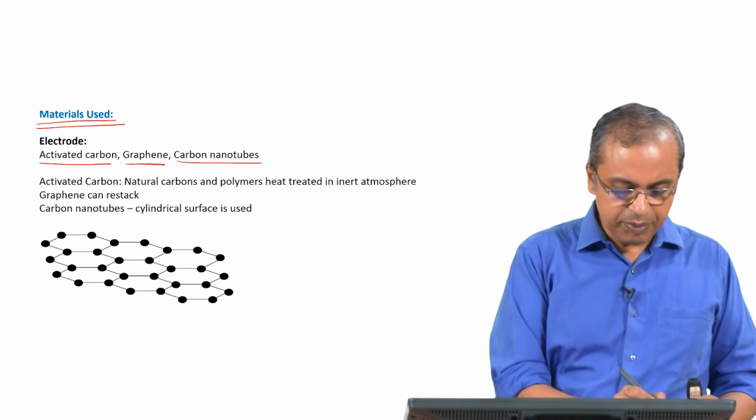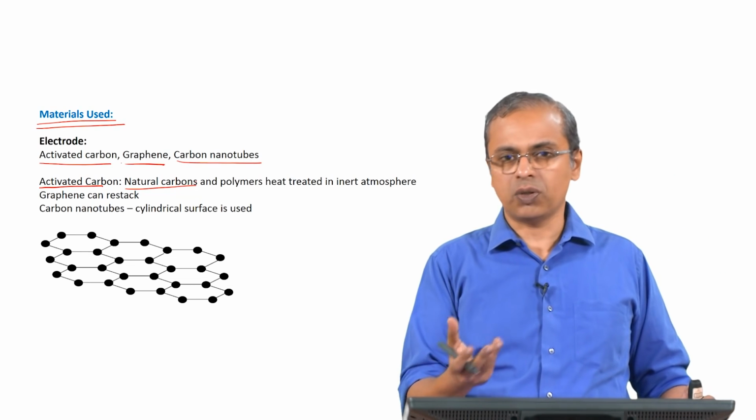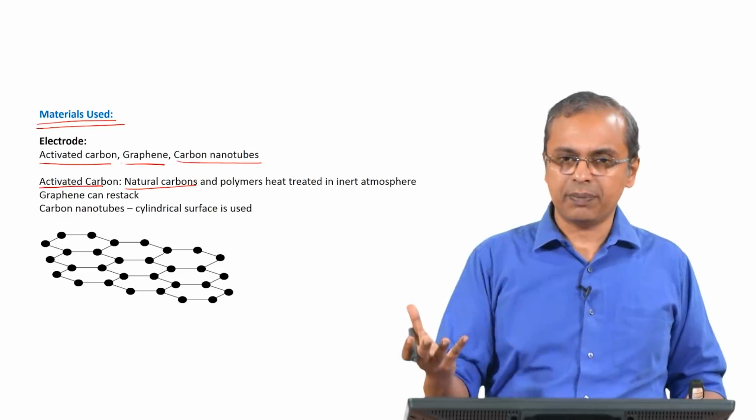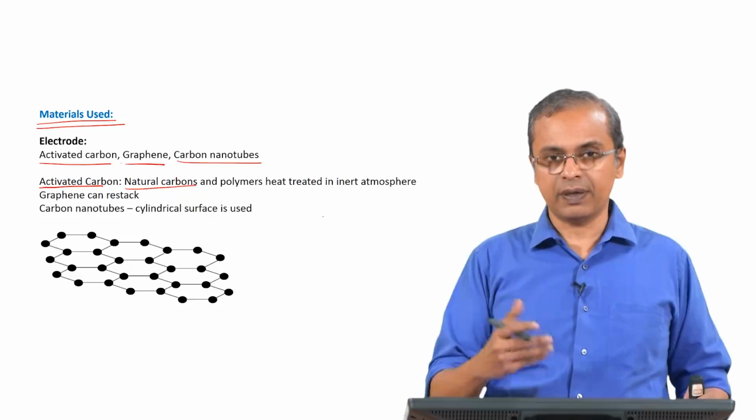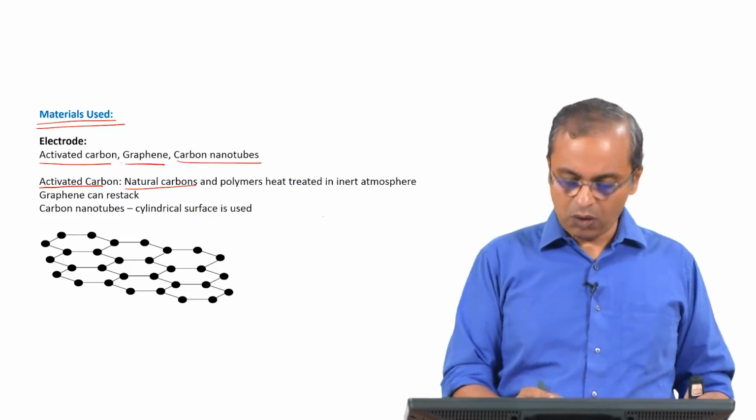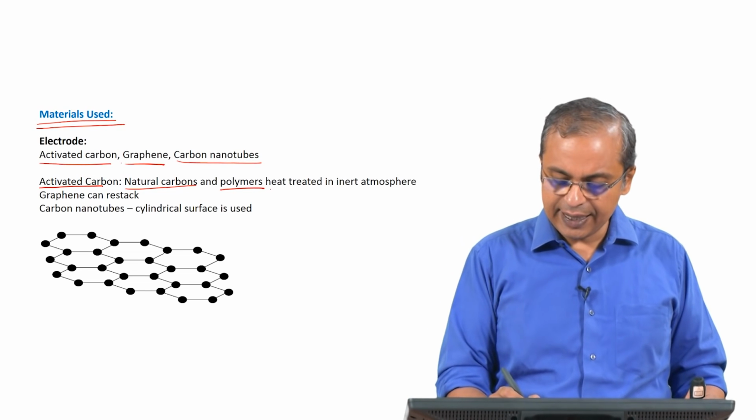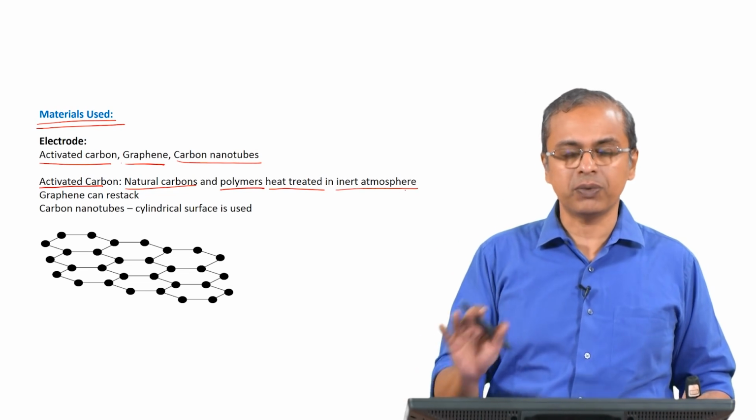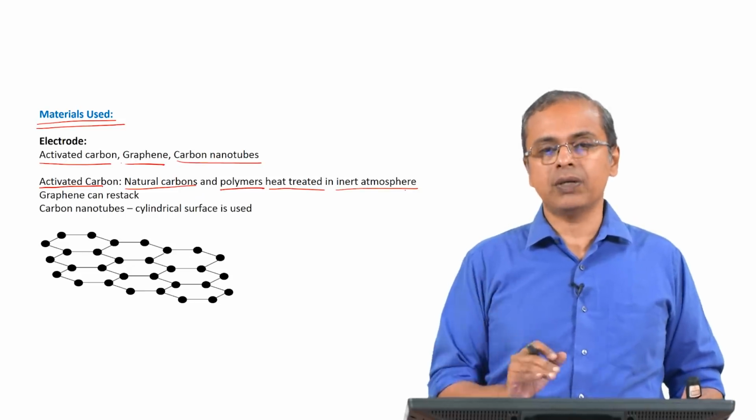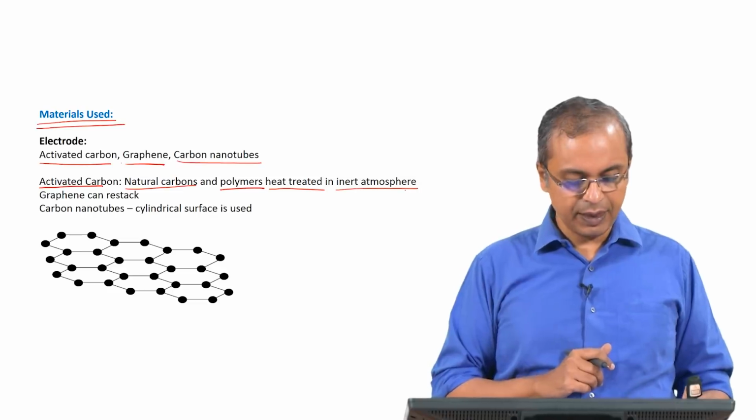So, activated carbon for example is simply natural carbon that you get from, let us say, sawdust or some waste material from the agricultural sector, or you can take artificially derived polymers, and then you heat treat this in an inert atmosphere. So, you remove all the other species from it, you will get carbon. That carbon is typically called activated carbon, it has high surface area. So, that is what activated carbon is.